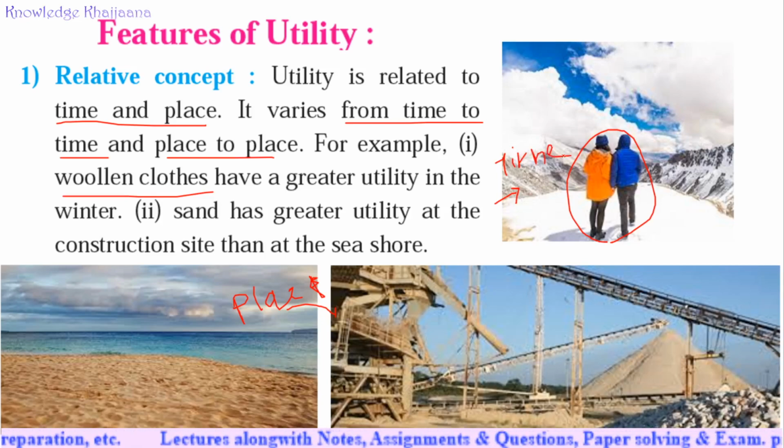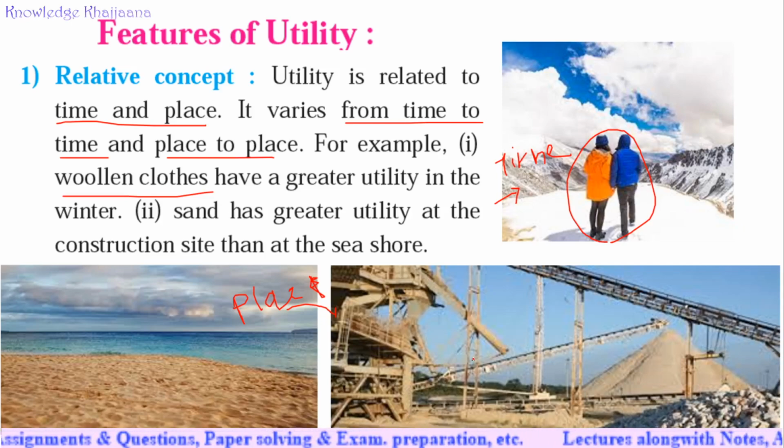Utility is a relative concept. See, an umbrella also has more utility in the rainy season than in winter, right? As utility varies with time and place. So one good may not have utility at one time, right? For example, woolen clothes. One good may not have utility at one time, but can have utility at another time or another place in this case.